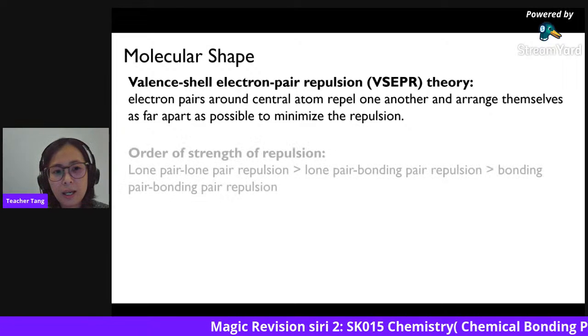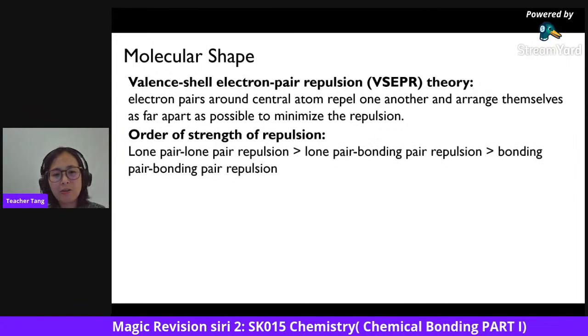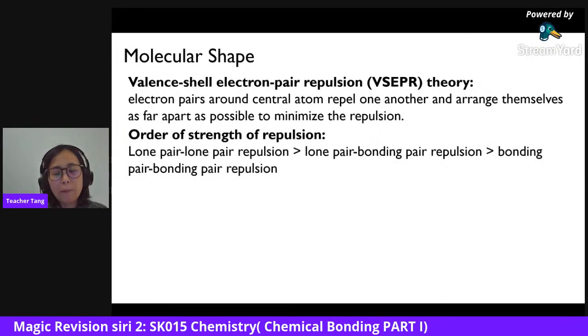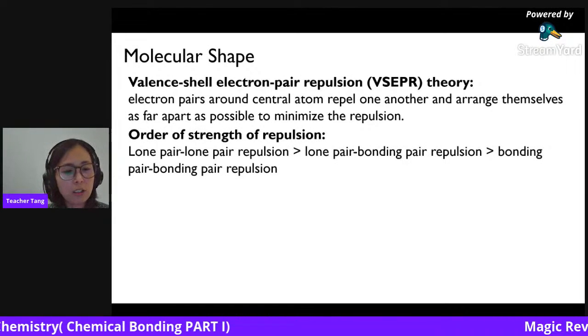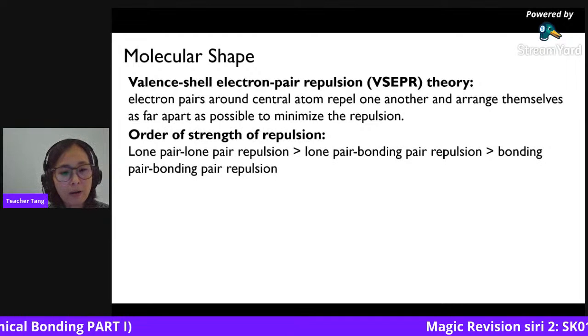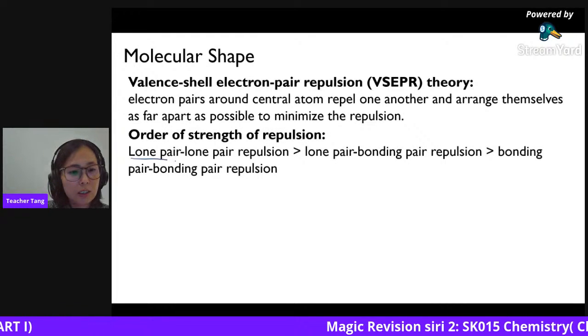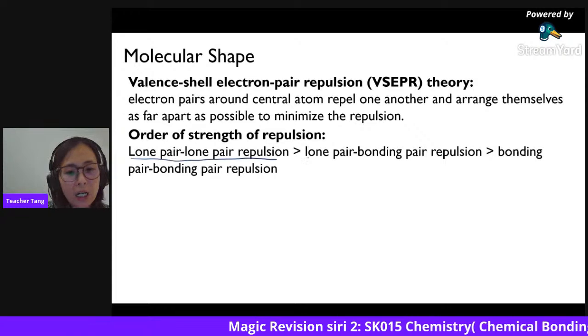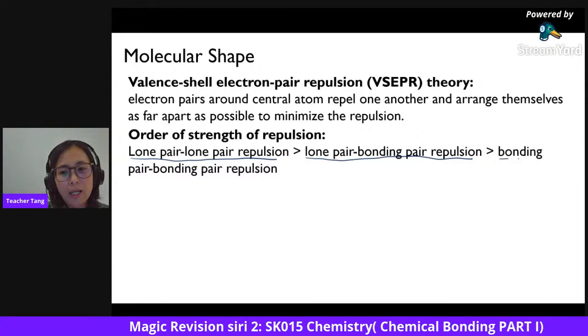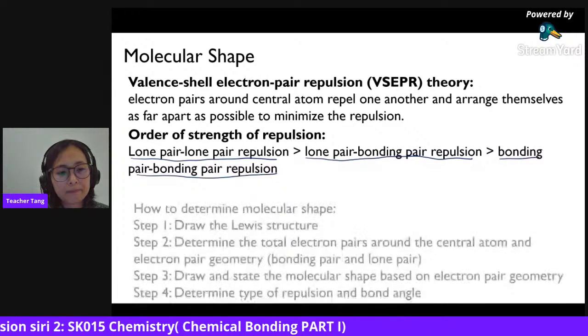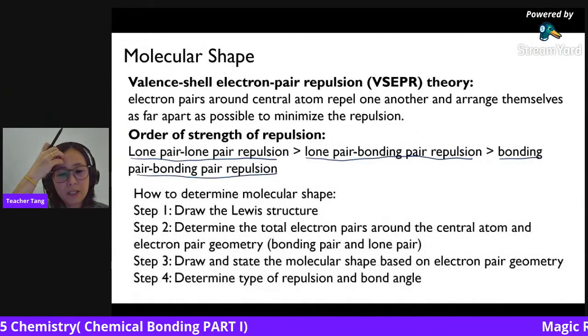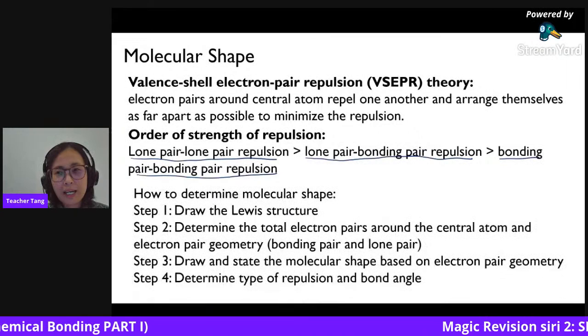And the order of the strength of the repulsion of electron pairs around the central atom is in this order. The lone pair repulsion is the greatest, followed by the lone pair bonding pair repulsion, and the bonding pair repulsion is the weakest. And how do we determine the molecular shape? So again, another 4 steps.